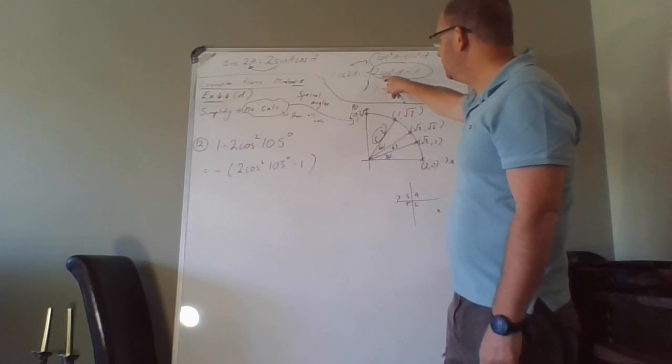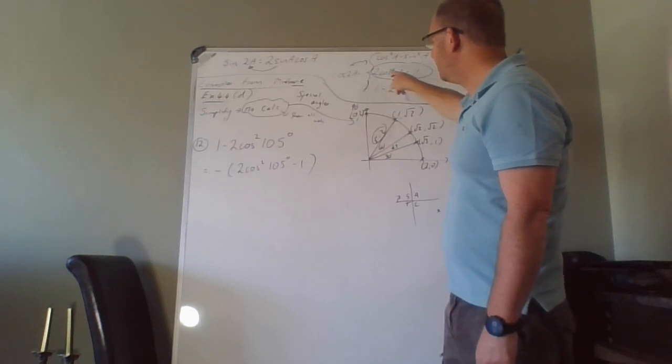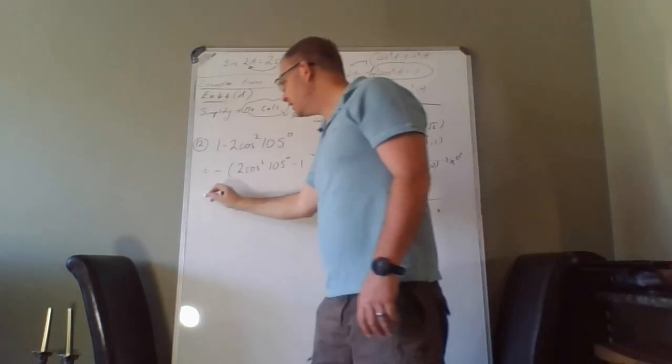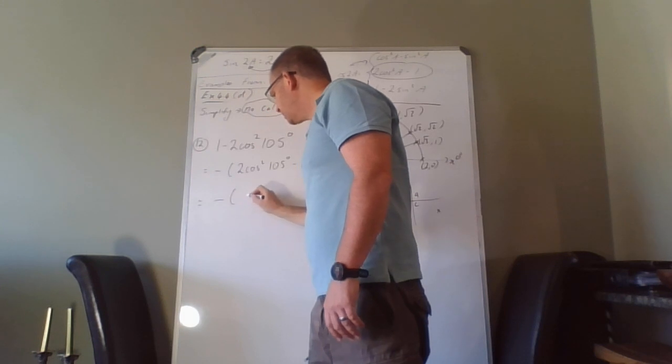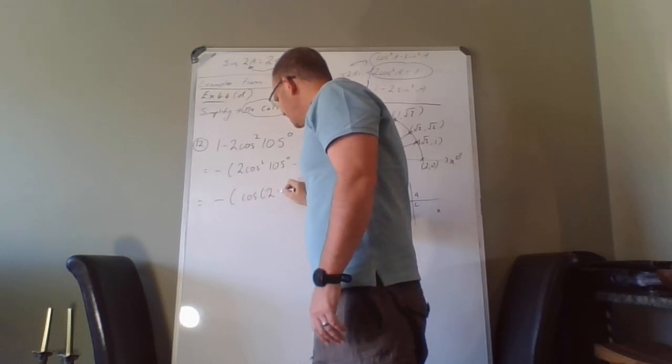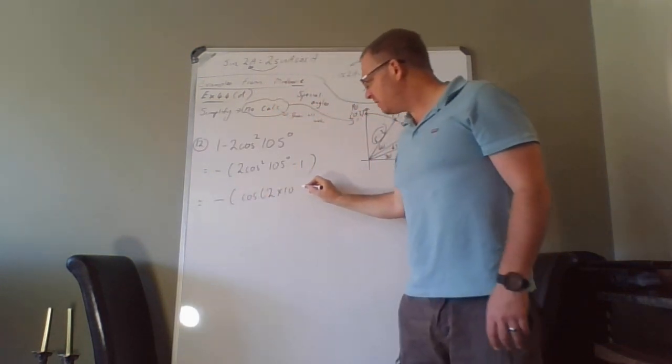So 2 cos squared 105, I've just taken out a negative. Now I've got this pattern: 2 cos squared of an angle minus 1 is cos of double that angle. Still got that negative outside, so it's going to be negative cos of 2 times 105 degrees.